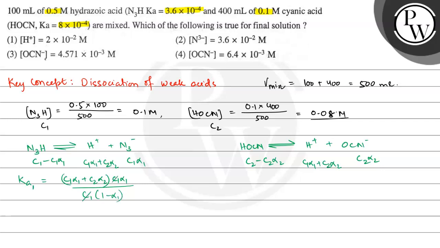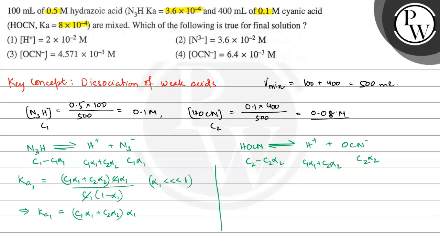So C1 and C1 get cancelled, and alpha 1 की वैल्यू बहुत कम है as compared to 1. So we can neglect alpha 1 from here, and then the value will be Ka1, that is equal to C1 alpha 1 plus C2 alpha 2 multiplied by alpha 1.